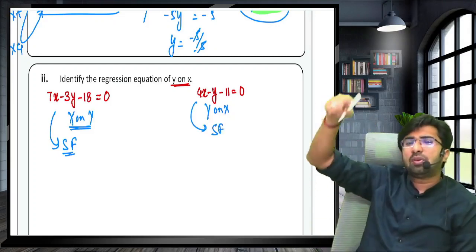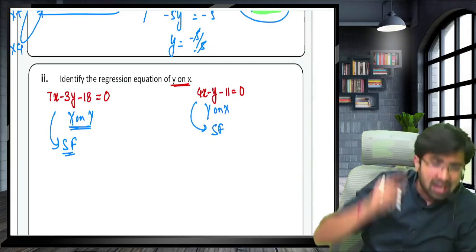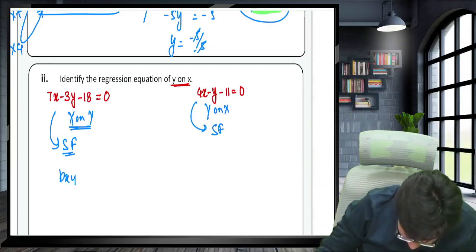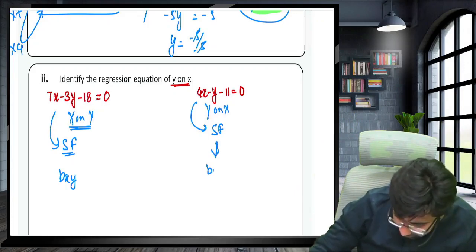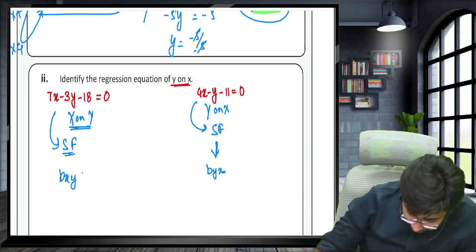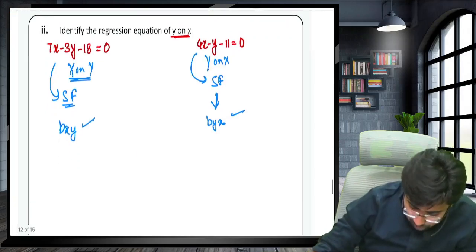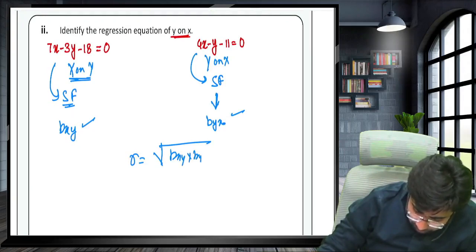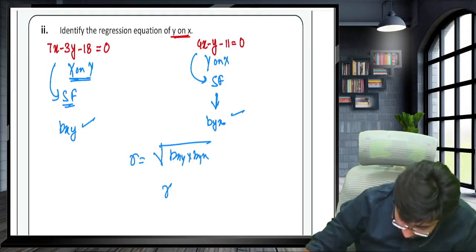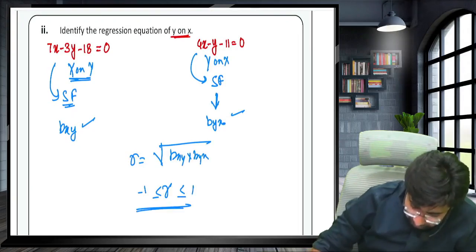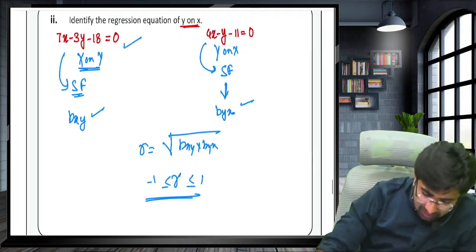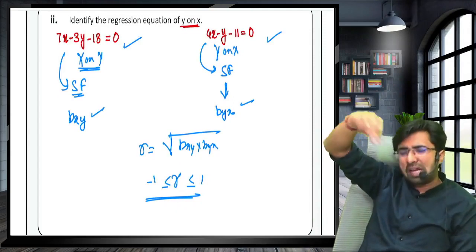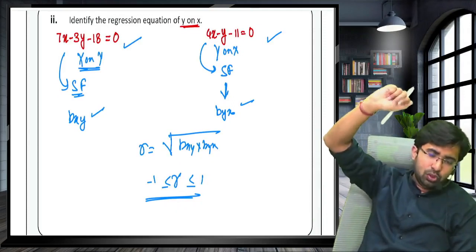That is, y is equal to a plus bx, and x is equal to a plus by. From there we will get b x on y, and from here we will get b y on x. Now, when we have x on y and y on x, we will compute r. How will you compute r? By applying this formula, b y on x into b x on y. If your r comes between -1 and 1, your assumption was right: this is x on y and this is y on x. But if your r doesn't come between -1 and 1, your assumption was wrong.